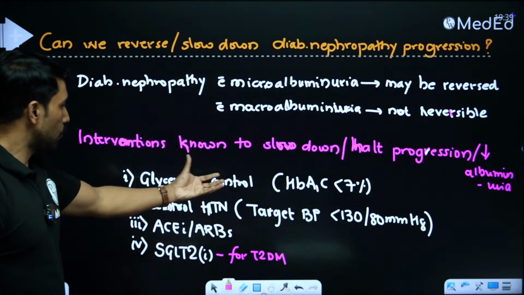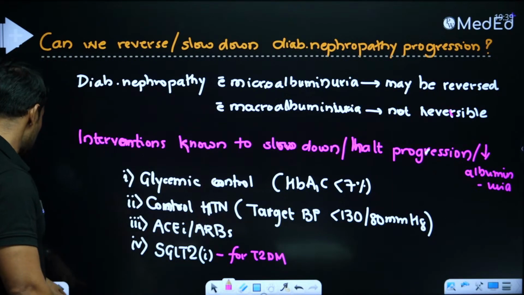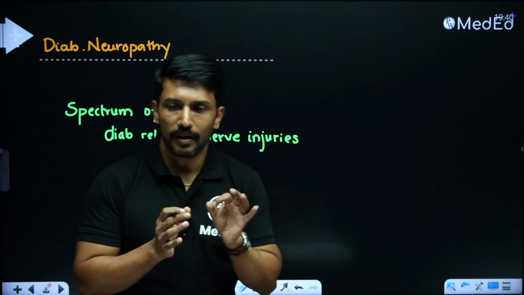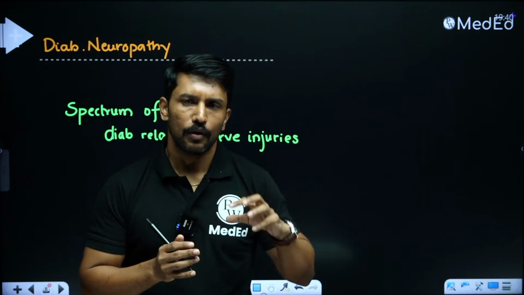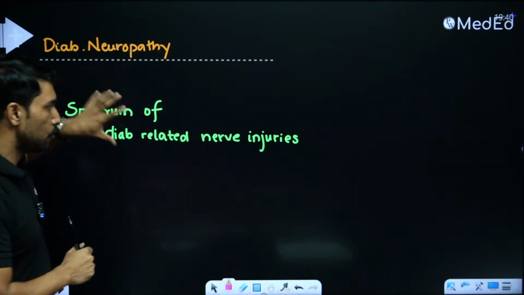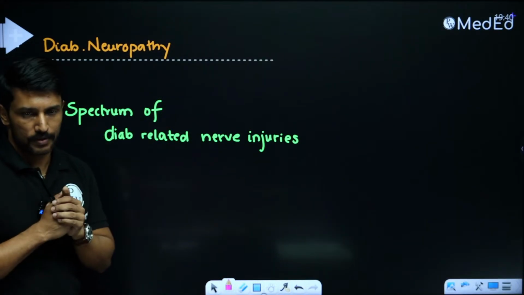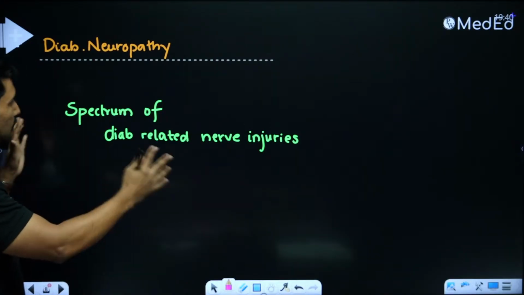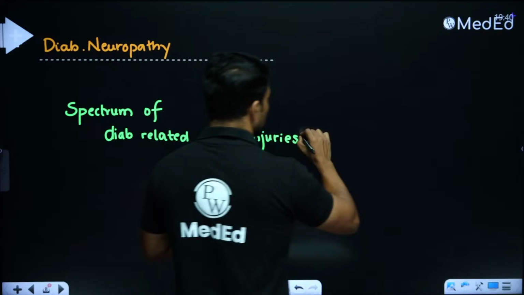And apart from that, good glycemic control and achieving the target BP. So that completes our basic understanding of diabetic nephropathy. Now we will talk about diabetic neuropathy. Now diabetes is also known to cause damage to the nerves. Now what all kind of nerve injuries diabetes can cause? There is an entire spectrum of injuries it can cause.